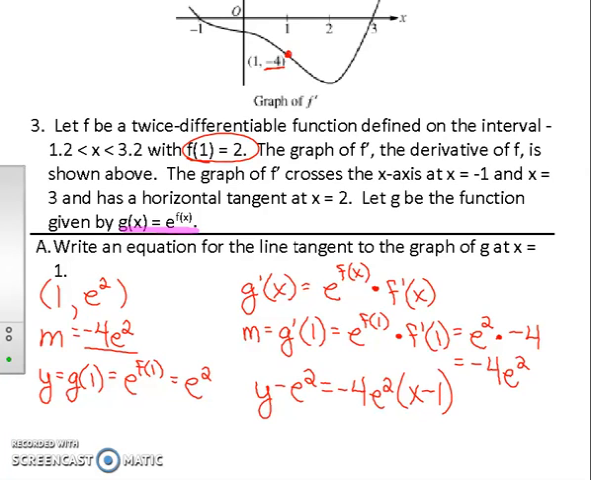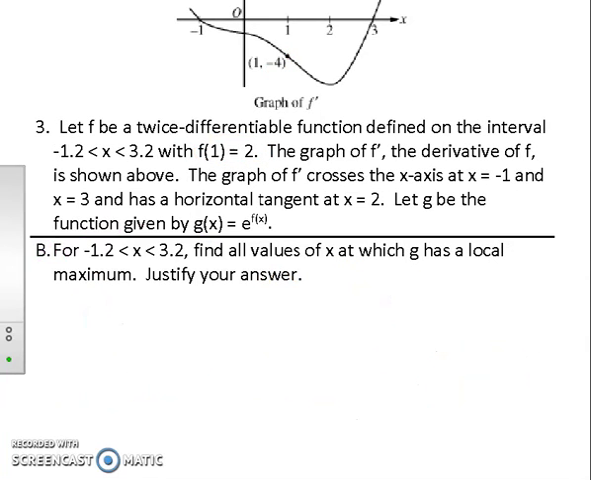So where do your points come from for this problem? Well, this part was worth 3 points. You got 1 point for an expression for g prime of x, 1 point collectively for finding the y value and the slope, and then 1 point for writing the equation of the tangent line. So that's a total of 3 points for part A.